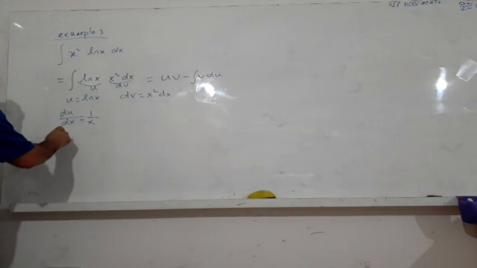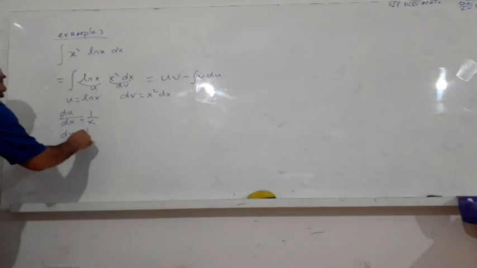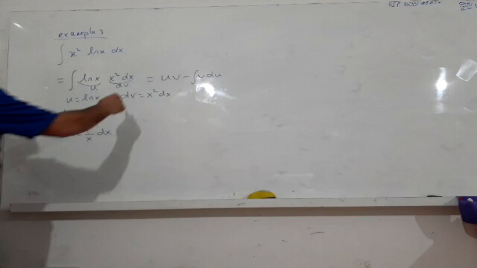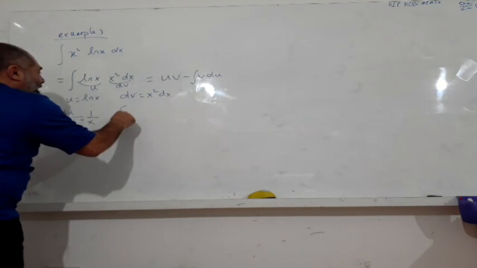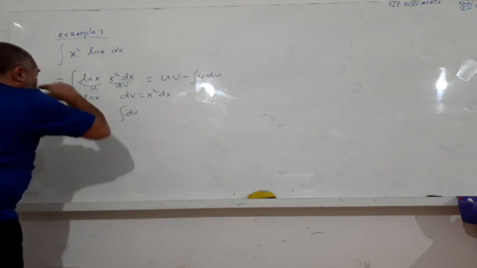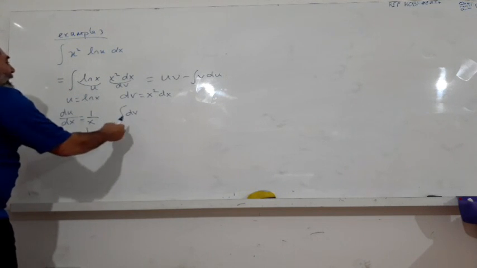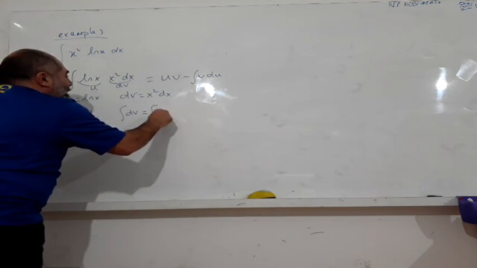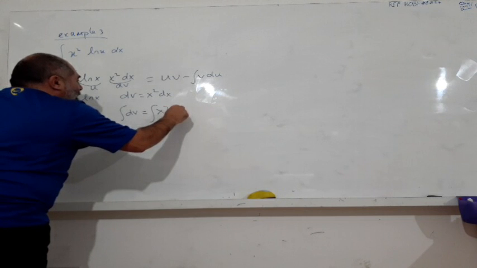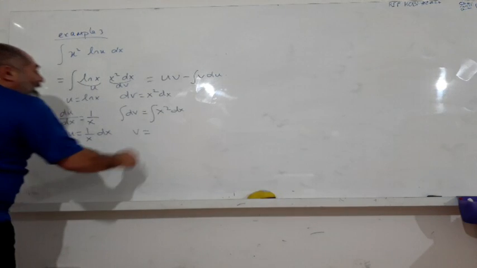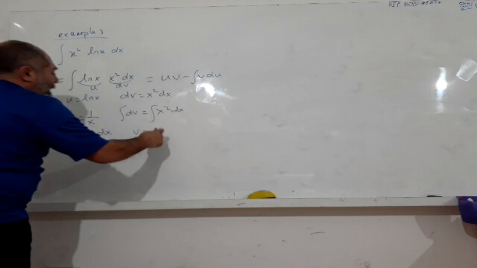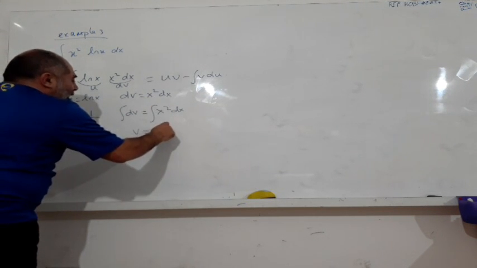And let's come here, we need to obtain v. How? By integrating dv. We are going to integrate the left hand side, also we need to integrate the right hand side. Integration of dv is always v. Let's integrate x squared, basic integration here, add 1 to the power and divide by the power. And let's apply the rule here.